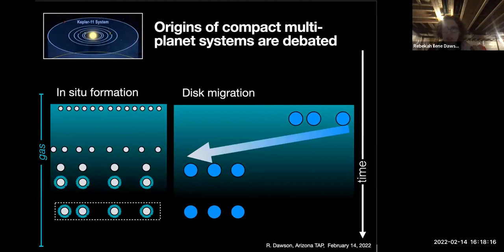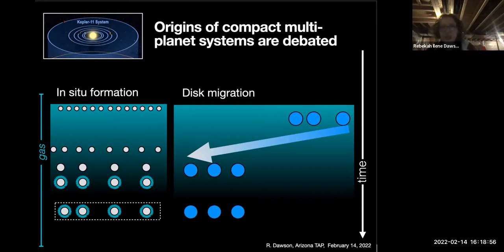So in particular, there's a lot of debate on whether they formed in situ or came in through disk migration. In these cartoons I'm showing, we have a gas disk in green that's going away over time. On the left, I'm showing an in situ formation scenario where we start with lunar to Mars mass embryos that, as the gas disk starts to go away, can grow through giant impacts, accrete a tiny amount of gas, and become a super Earth or mini Neptune, similar to the process through which our own terrestrial planets formed after the gaseous stage.